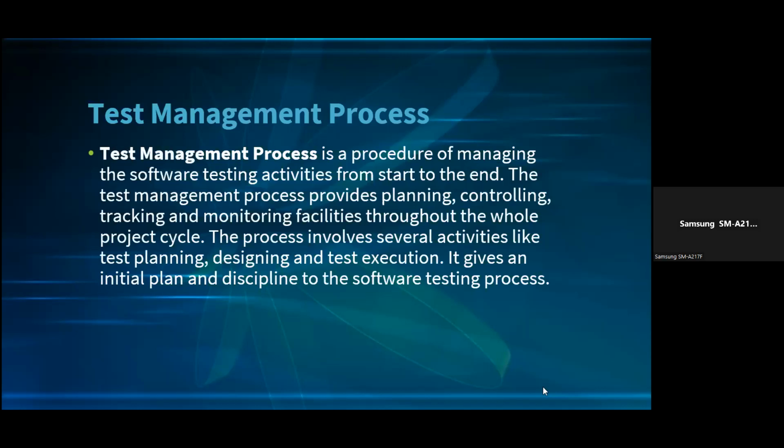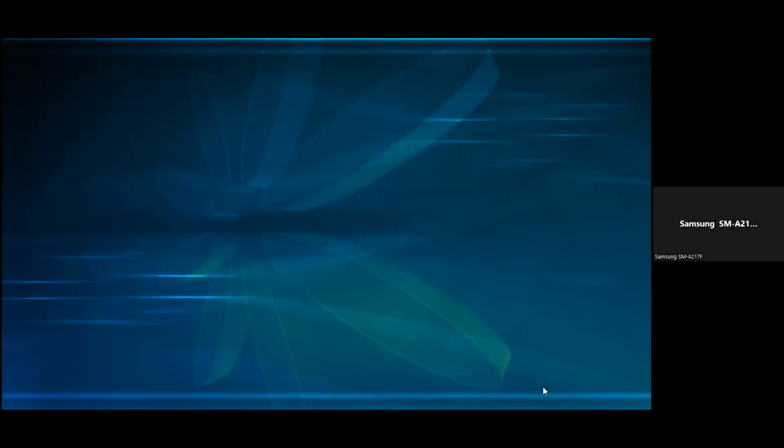The process involves several activities like test planning, designing, and test execution. Those are the things that we're going to do. It's things that we've already known that we're coming up and we're doing. It gives us an initial plan and discipline to software testing process. So we want to guide ourselves. We want to be able to manage the whole scenario from start to finish. That's mainly our end-to-end process, so that we are not all over the place. We know exactly what we want to deliver. We want to know how we want to test and take those into consideration.